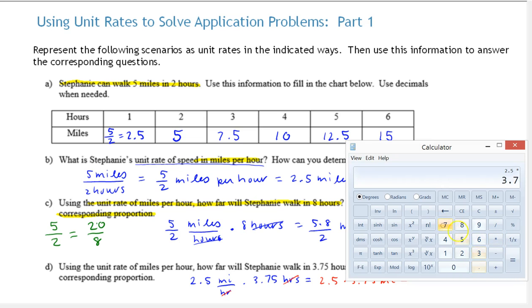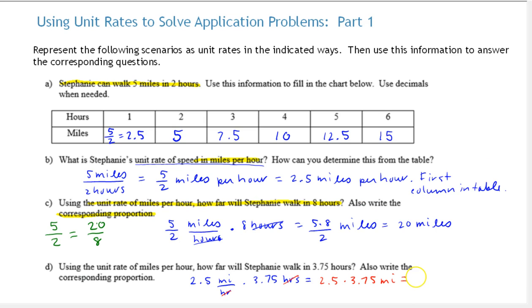Multiply, and we get 9.375. So 9.375 miles. So in 3.75 or 3 1/4 hours, she could walk 9.375 miles. Okay, and notice 3.75, that's between 3 and 4, so the miles should be between 7.5 and 10, which it is. Let's look at the next one.